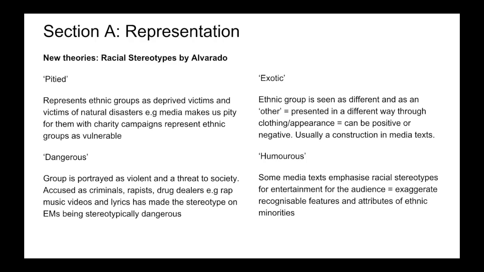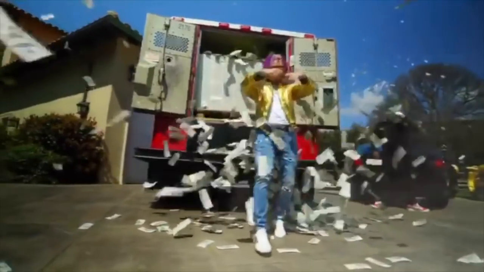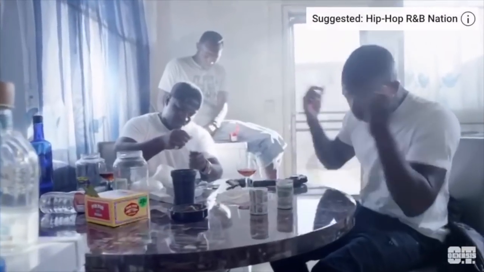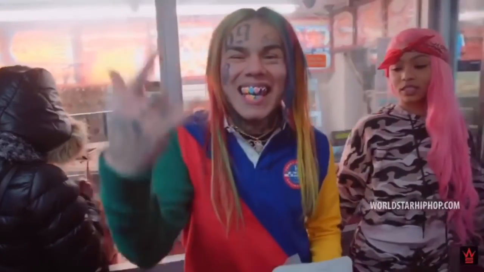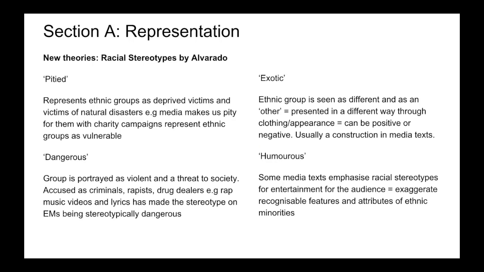Dangerous. The ethnic group is portrayed as violent and a threat to society. For example, in rap music videos, there are quite violent messages being shown. Some of the shots can be quite threatening, and it tries to portray them as dangerous. And because of these music videos showing all of this stuff, it makes the stereotype even worse.